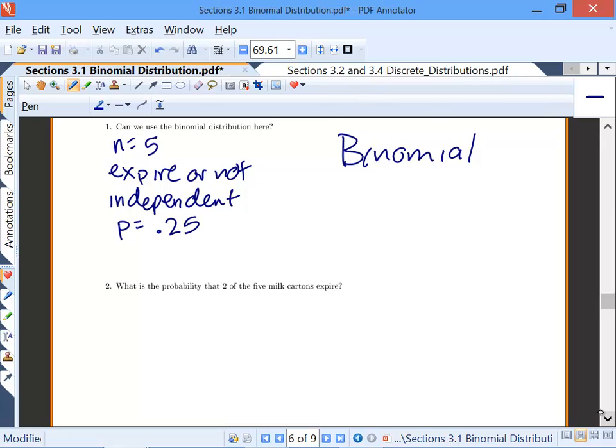So now we're going to do a probability. What is the probability that 2 of your 5 milk cartons expire? So we are looking for the probability that x equals 2. Now I know we've turned the page and you don't have the formula in front of you, so I'll rewrite it for you.